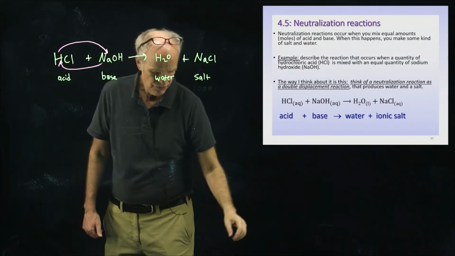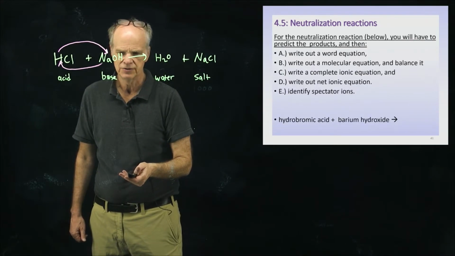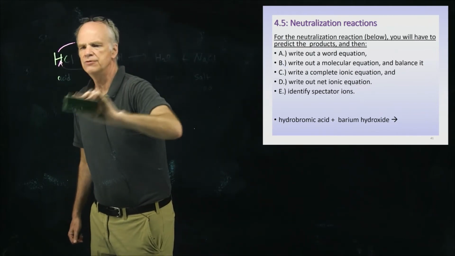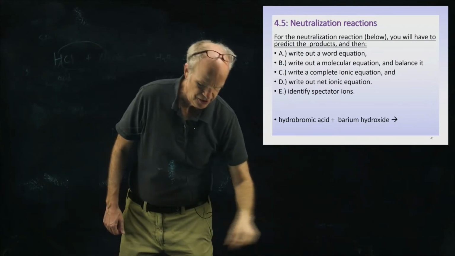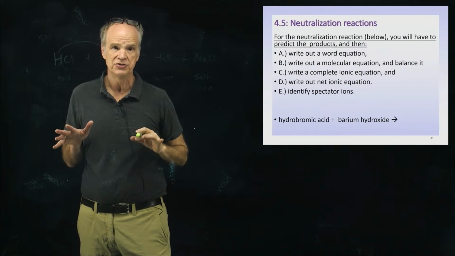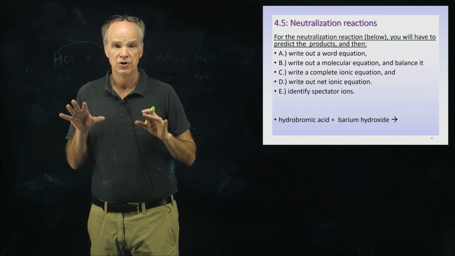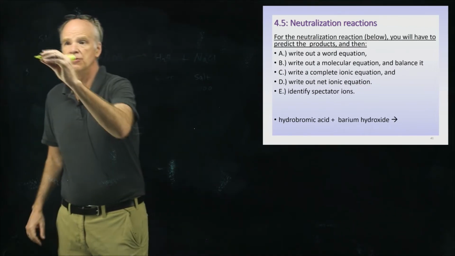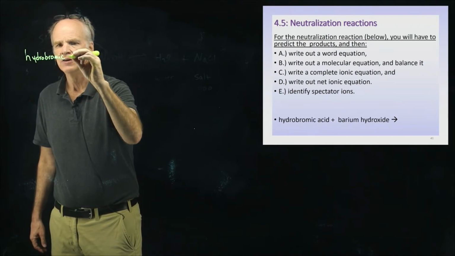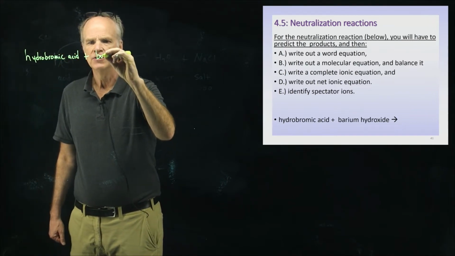Okay, so let's go on and do a little bit more of a difficult problem that you might be facing. I want to do this problem here where we're going to have to figure out a number of equations for this particular neutralization reaction. So here in this case, we are given the words for the reactants that are reacting. We have bromic acid, and now it's reacting with barium hydroxide.